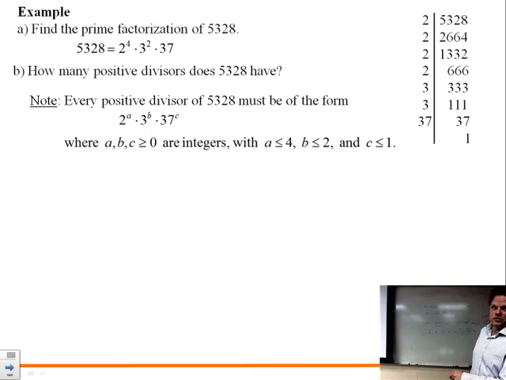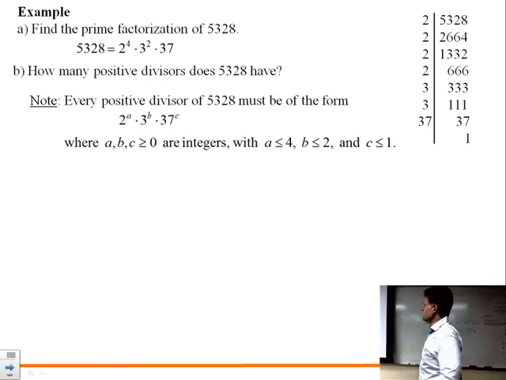Now, 3 does not go into 37, so try the next prime, 5. Does that go into 37? No. Next one, 7. No. 11. No. In fact, 37 is prime. So you're not going to find anything until you get to 37 itself, and then you divide 37 by 37, and you're left with 1, and you stop.